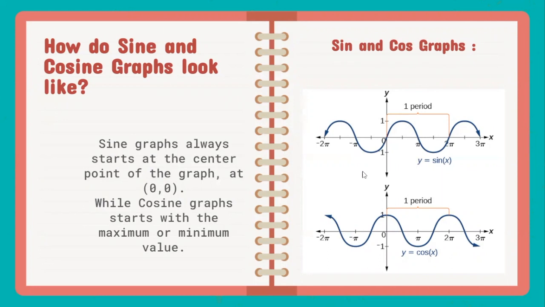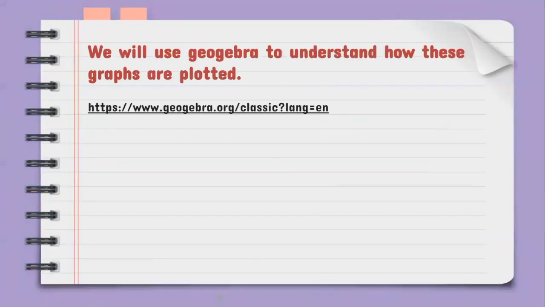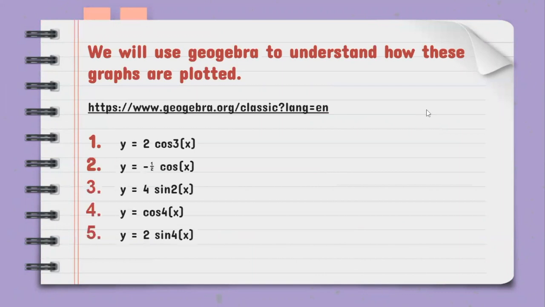Now, how do sine graphs look? Here, the first one is the y equals sine x graph, and the second one is the y equals cos x graph. The sine x graph, as I said, always starts at 0, 0 and then moves on, while the cos x graph starts at the amplitude, or the maximum or minimum value. We'll be using the help of Geogebra to understand how to graph these 5 functions.